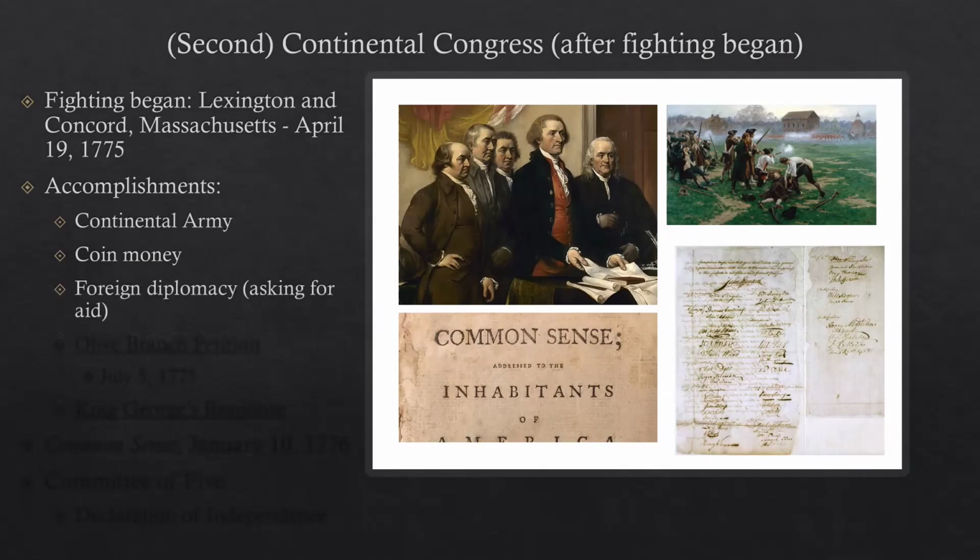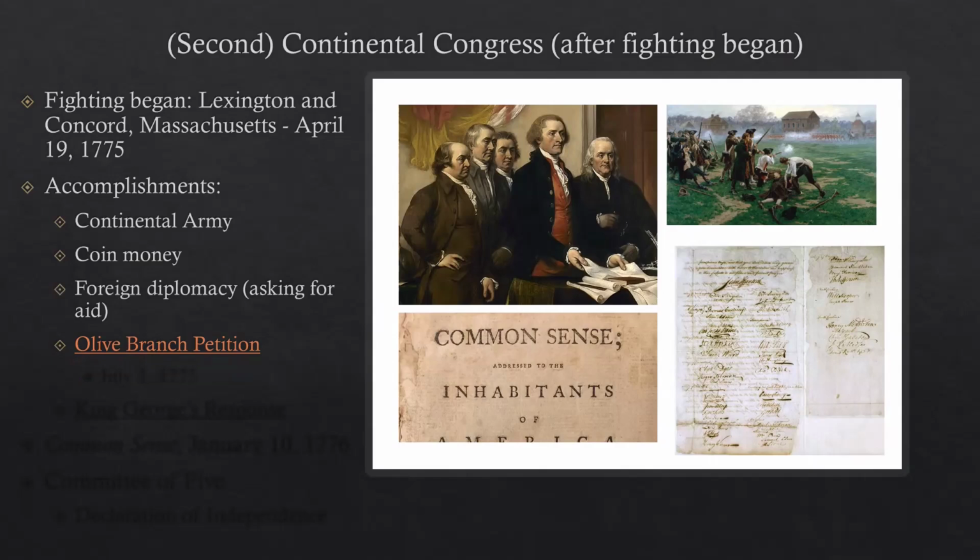The Congress appointed diplomats. Ben Franklin, John Adams, Thomas Jefferson were sent abroad, particularly to England, to be diplomats on behalf of the colonies, asking for aid, asking for soldiers, asking for guns, asking for money to help them fight for the colonies, fight for their independence.